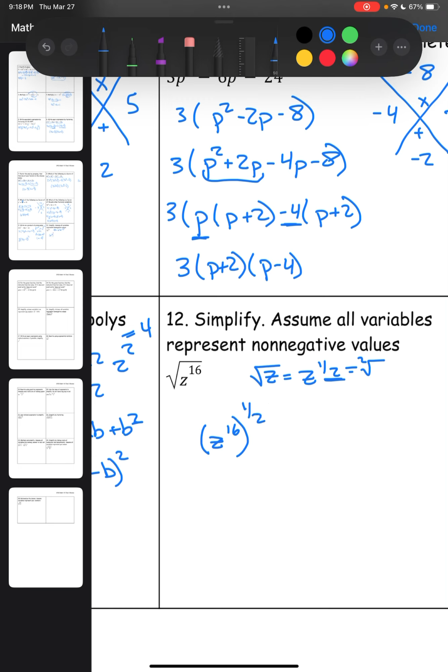exponent. And what do you do when exponents have exponents? We multiply them, right? So 16 times 1/2, which is basically just dividing it by 2, is 8. So then we're left with z to the 8th.